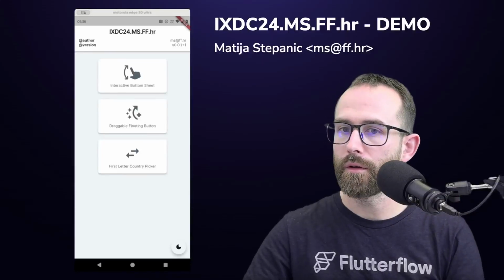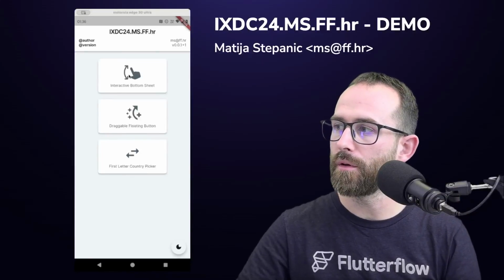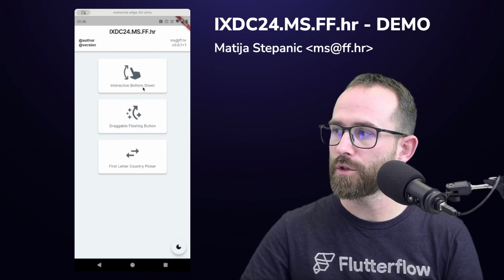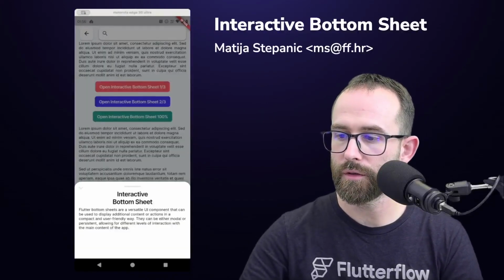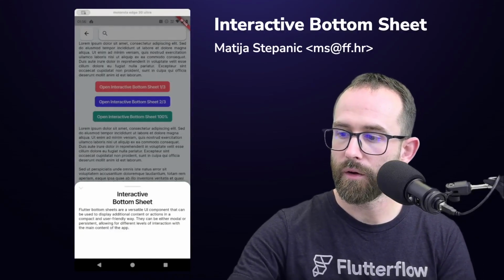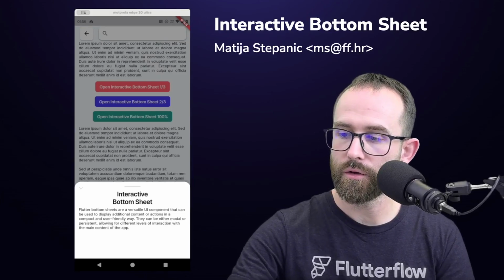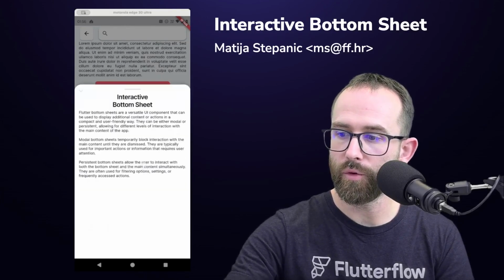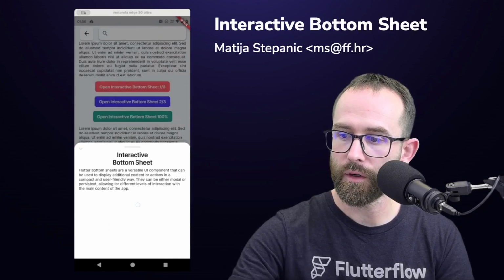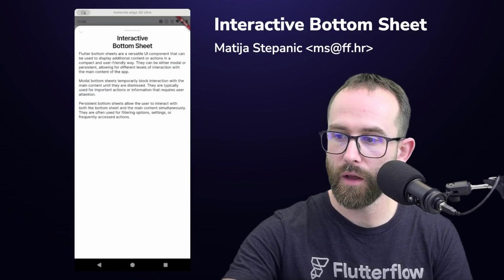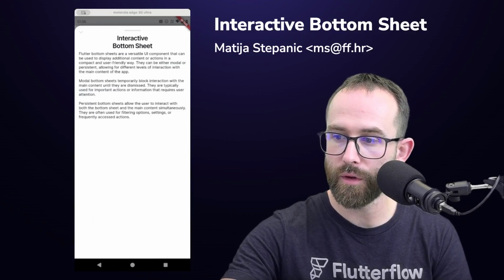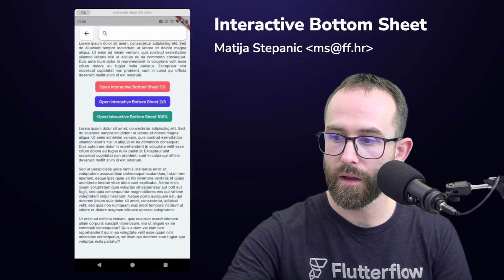Hello. For the interaction design competition, I built three components: an interactive bottom sheet, a draggable floating button, and a first letter country picker. The interactive bottom sheet is a component inspired by the Google Maps bottom sheet, so it can be open in multiple stages. For example, if it's partially opened, you can double click it and it will expand fully. If it's completely opened, you can double click it and it will collapse.